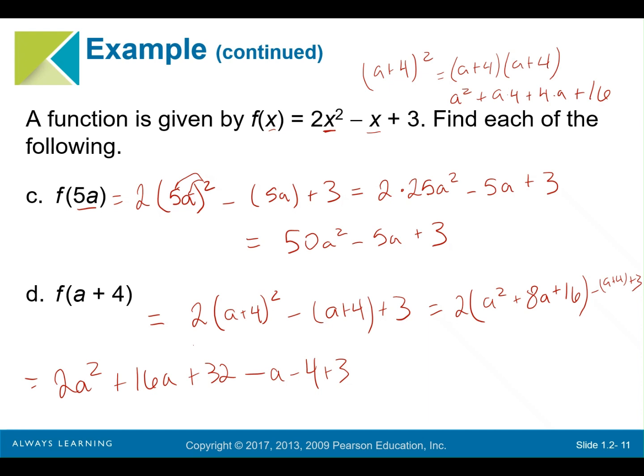Okay, I think I can simplify this one more step. 2a squared, and then I have a plus 16 and a minus a, so that's a plus 15a. And I have a plus 32 minus 4. Okay, that's 28. Plus 3 is 31. And that is that f of a plus 4 fully simplified. Took a few steps, but after the first plug-in step, it was just some rearranging and simplifying. It's that plug-in step that typically is the hard part.